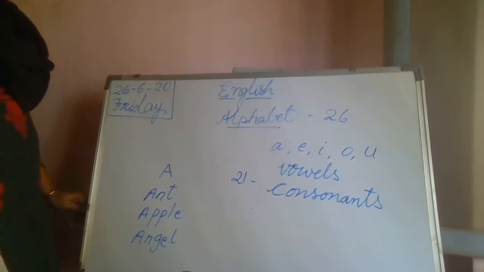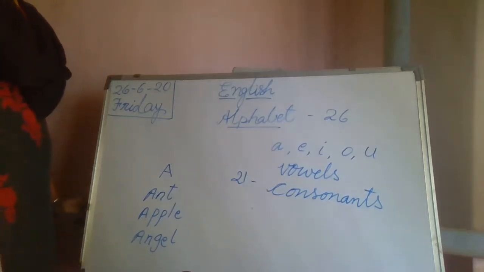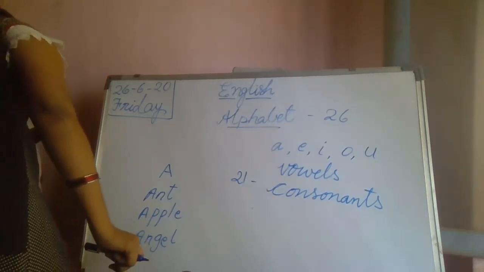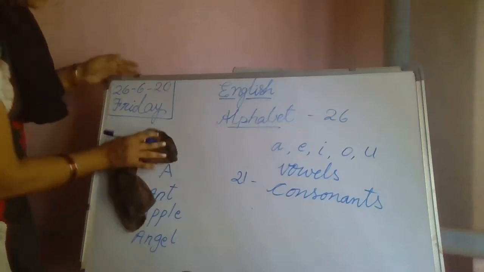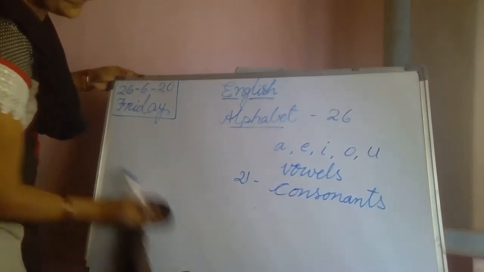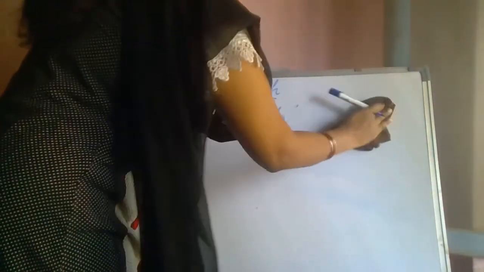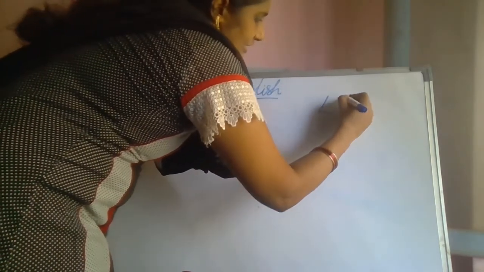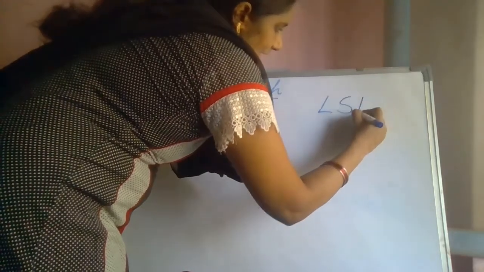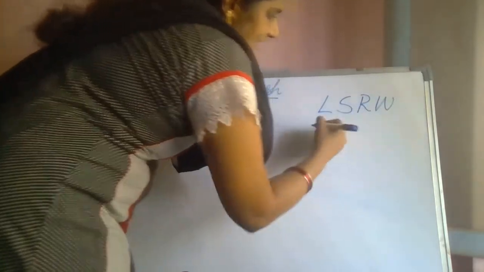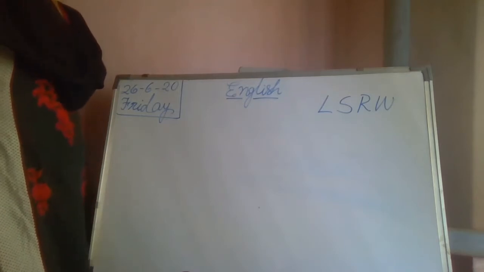Today, I would like to introduce two families. How many families? Two families. What are they? Let us see. First of all, if we learn a new language, we first use this LSRW. These aspects are very important to learn a new language.